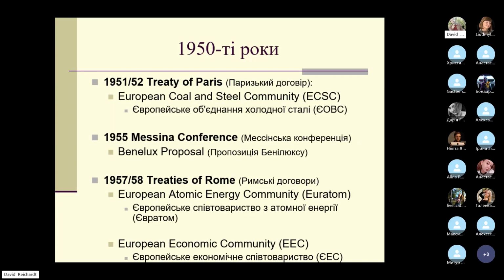Now we have, in 1955, a conference in Sicily called the Messina Conference. That's the name of the city in Sicily. And what do they propose? Well, there's a Benelux proposal, and they propose, let's make 2 more federal communities, 2 more supranational communities. And they do. And they do it with 2 treaties, Treaty of Rome number 1 and Treaty of Rome number 2. The first treaty is the European Atomic Energy Community Treaty. That's Treaty of Rome number 1.